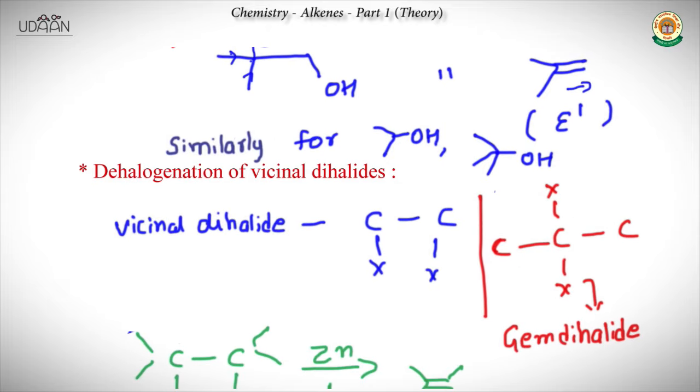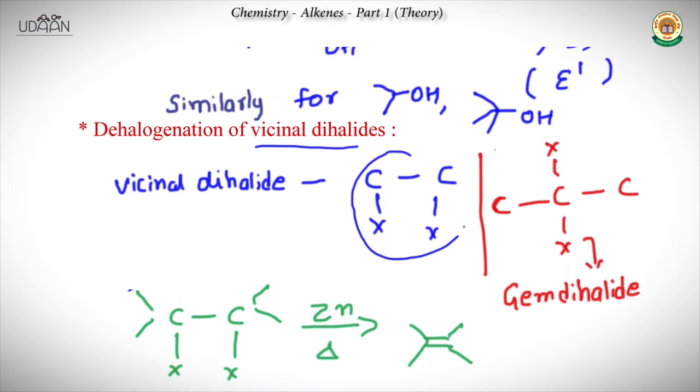Now, one more method for preparation of alkenes is dehalogenation of vicinal dihalides. If two halogens are present on adjacent carbon atoms, it is called a vicinal halide, as shown here.